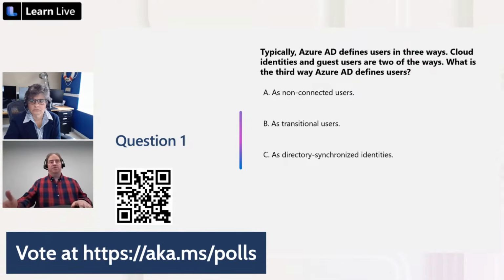So Azure Active Directory, we talked about this very early on, has 3 types of identities. One of those is a cloud identity. The other one is a guest identity. What's the third type of identity available to you?